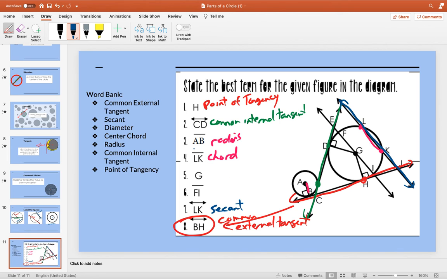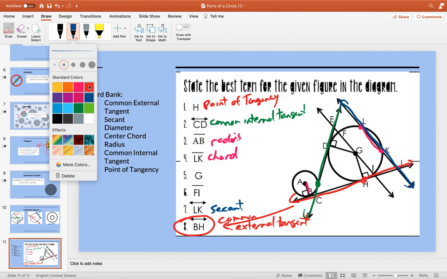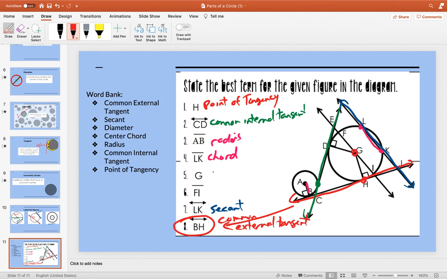I want to show you that side to side. Now what do we got going on with G? G is just the center of the circle. That's all that is. And then FI, to me, looks like a diameter. All right, and folks, that is all she wrote. So what have we done? We have introduced the circle terms, we've seen the circle terms in action, and we've been able to match them up with the diagram.